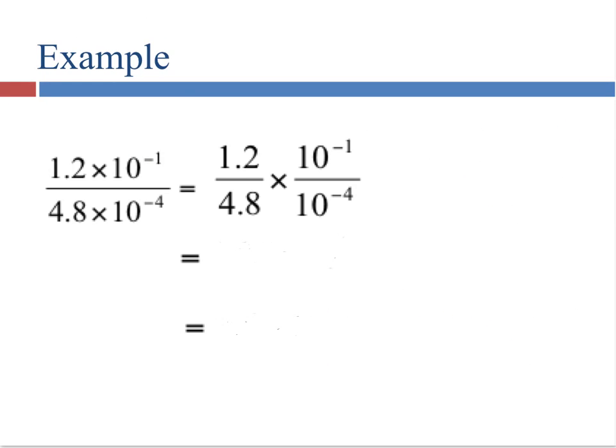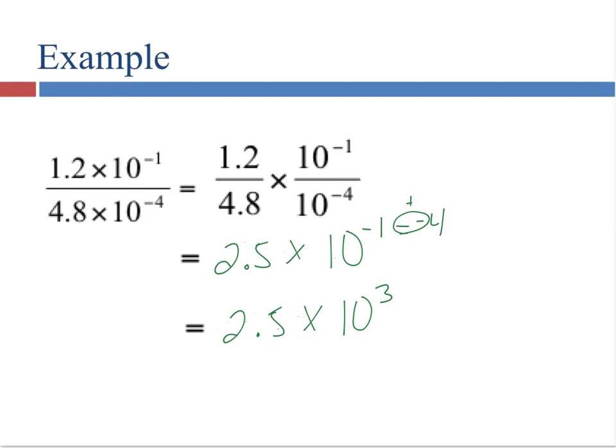When dividing numbers that are in scientific notation, you divide it in two parts. You divide the front part, and then you divide the 10 raised to an exponent part. When we divide 1.2 by 4.8, you get 2.5. Now when you divide exponents, you subtract them. So it's minus 1 minus a negative 4. Well, of course, that becomes a positive. So you get 2.5 times 10 to the third power. Since our answer is already in scientific notation, we are done. We don't need to change anything.